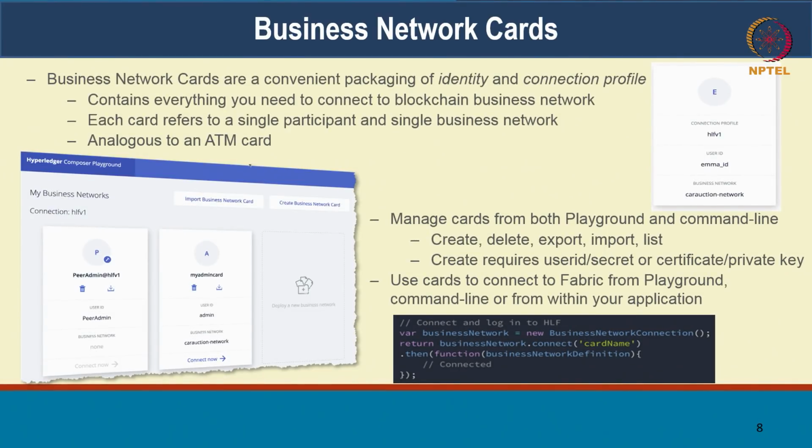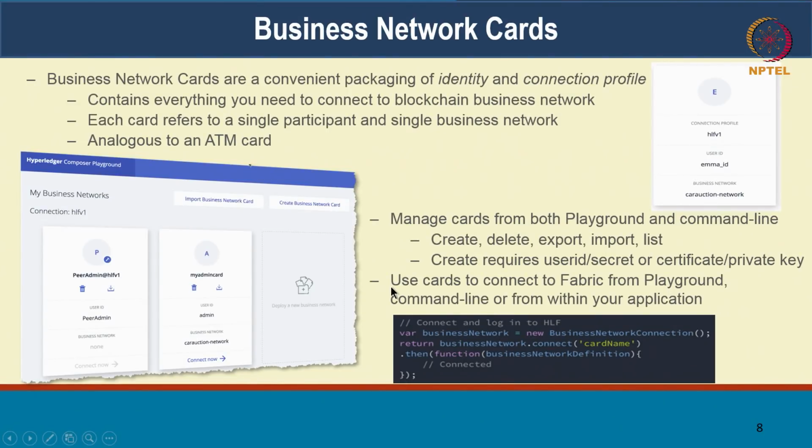So I can take it to a HDFC ATM also and use my SBI card. And it has my identity also. So it has both the network information as well as the identity information. So that's exactly what this business network card is. Think of it as an ATM card. And you can manage these cards to do all sorts of transactions. You can create, delete, import, and you can manage multiple of these cards through command line as well as Playground.